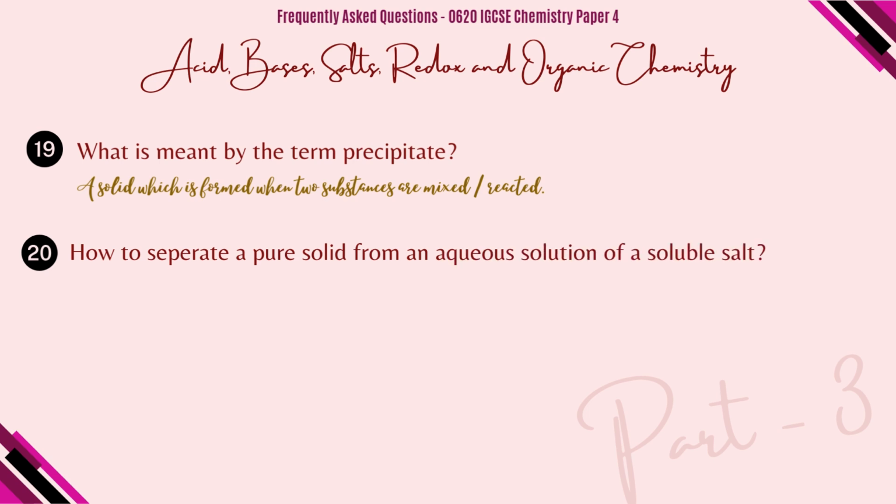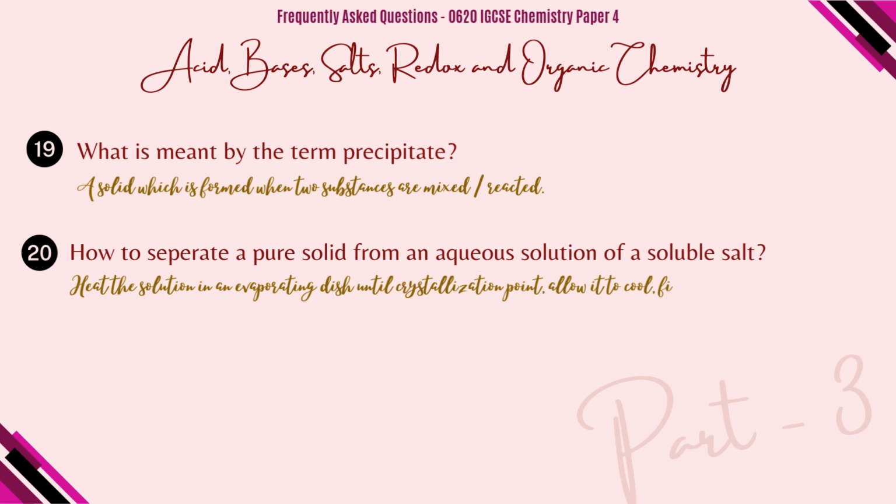Question number 20. How to separate a pure solid from an aqueous solution of a soluble salt? So we do it by crystallization. If we have a soluble salt, we'll heat the solution until crystallization point, then allow it to cool, filter the crystals, wash them with distilled water and dry.